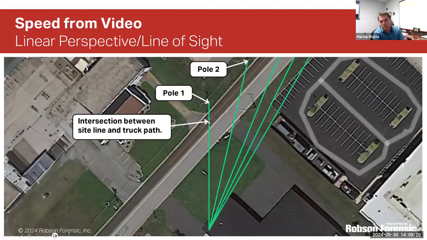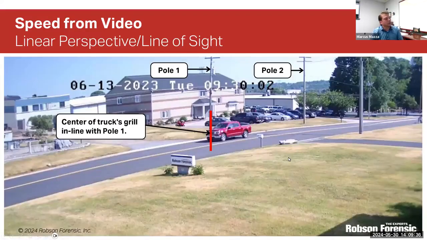So this is how we use the linear perspective method, along with the video and geometry or information from the area to determine positions of the truck. So what does that look like? When I look here at one of the frames from our video, and again, a video is just a series of still images being played.